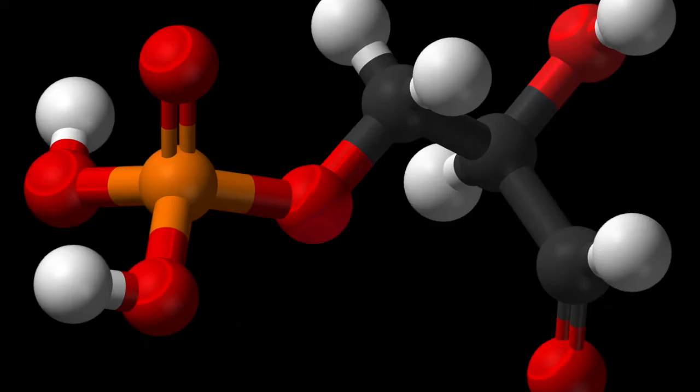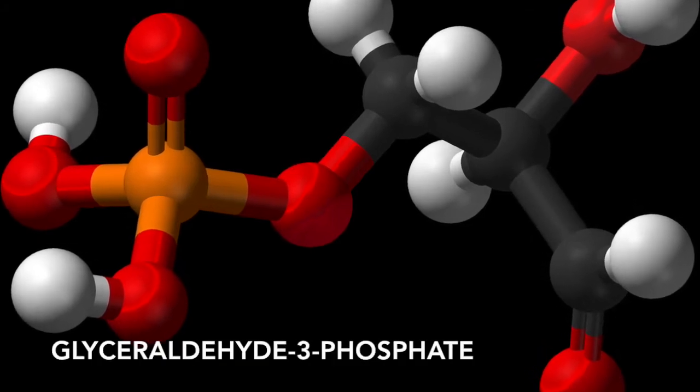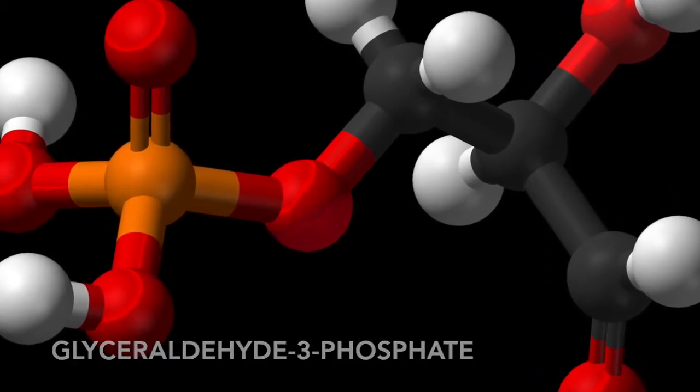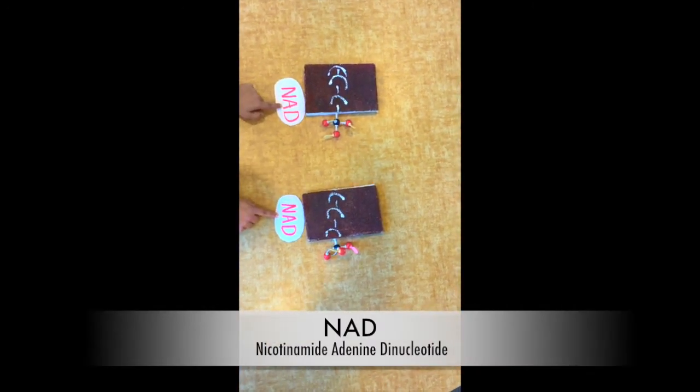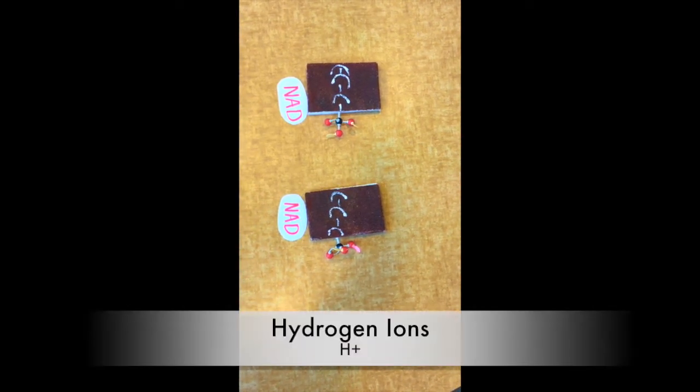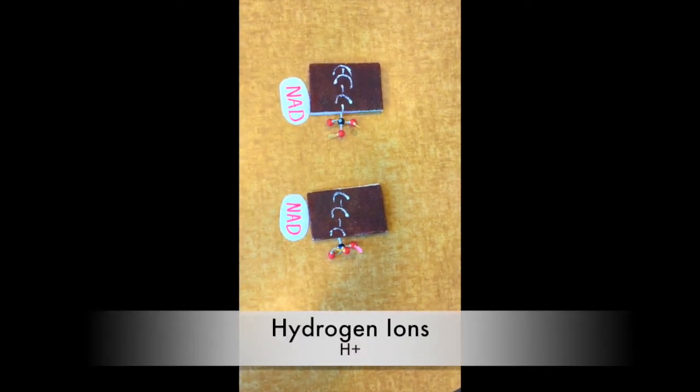The two pieces are called glyceraldehyde 3-phosphate, which has a phosphate group on the 3rd carbon. Then I take two NAD molecules, these are electron carriers, and smash them onto the glyceraldehyde 3-phosphate molecules. They take two hydrogen ions and two electrons, one from each glyceraldehyde 3-phosphate.